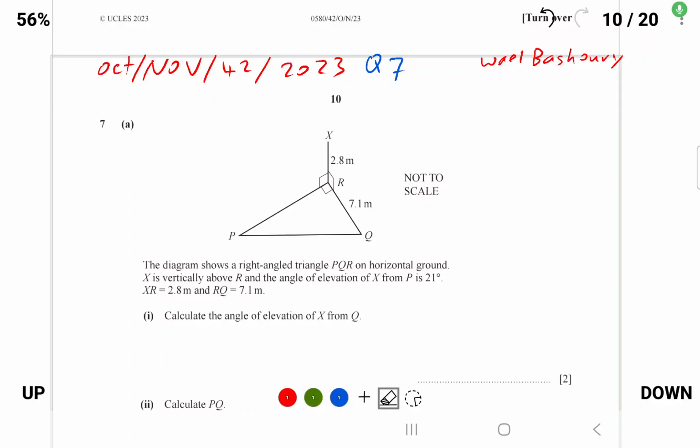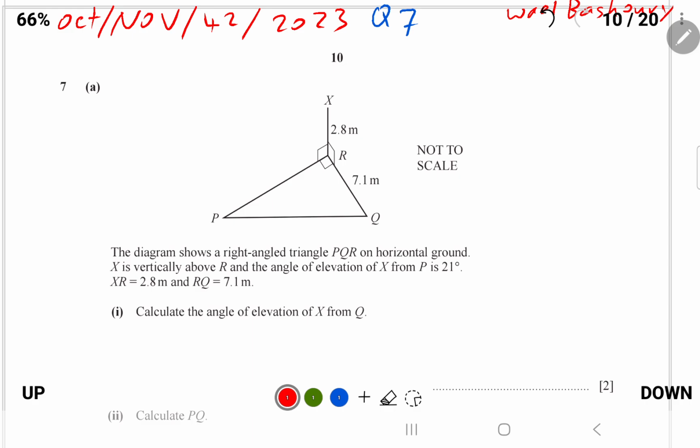Dear friends in IGCSE syllabus, in this video I'm going to solve question number 7 from October-November version 42 2023. So let's see what we have to do about it. The diagram shows a right angle triangle PQR on a horizontal ground. X is vertically above R.